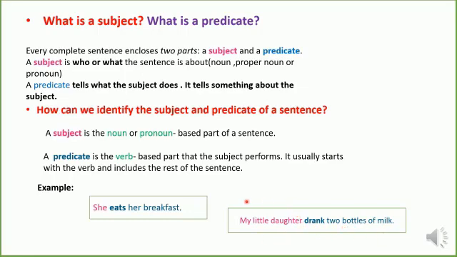Look here at this subject. As we said, a subject may be a noun, proper noun, or even a pronoun. Look here, my little daughter, it's a noun, but it includes also an adjective. So it's okay to have an adjective or more than one adjective that may be included in the subject.